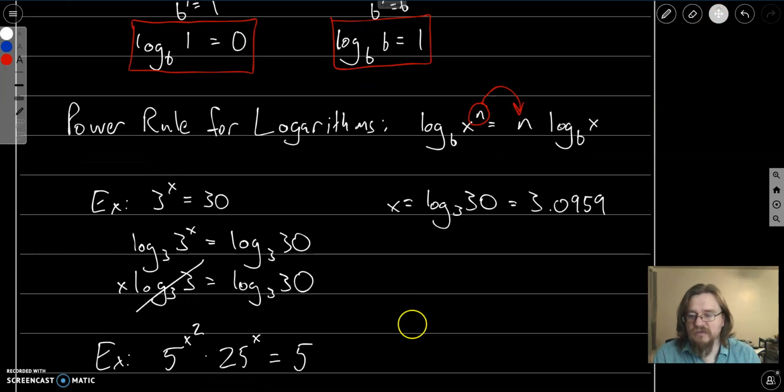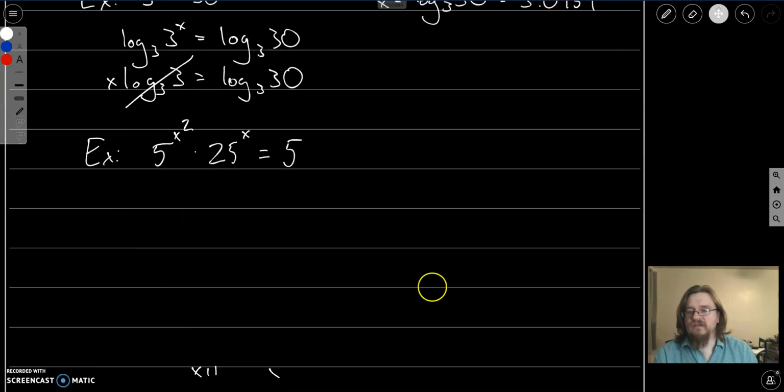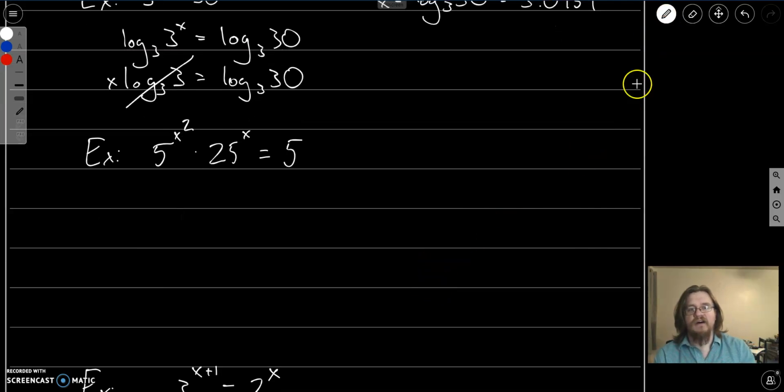Let's do some more examples. So here, this one looks a little bit trickier, but with some tricks, we'll be able to solve this. So it's 5 to the x squared times 25 to the x power is equal to 5, and we want to solve for x.